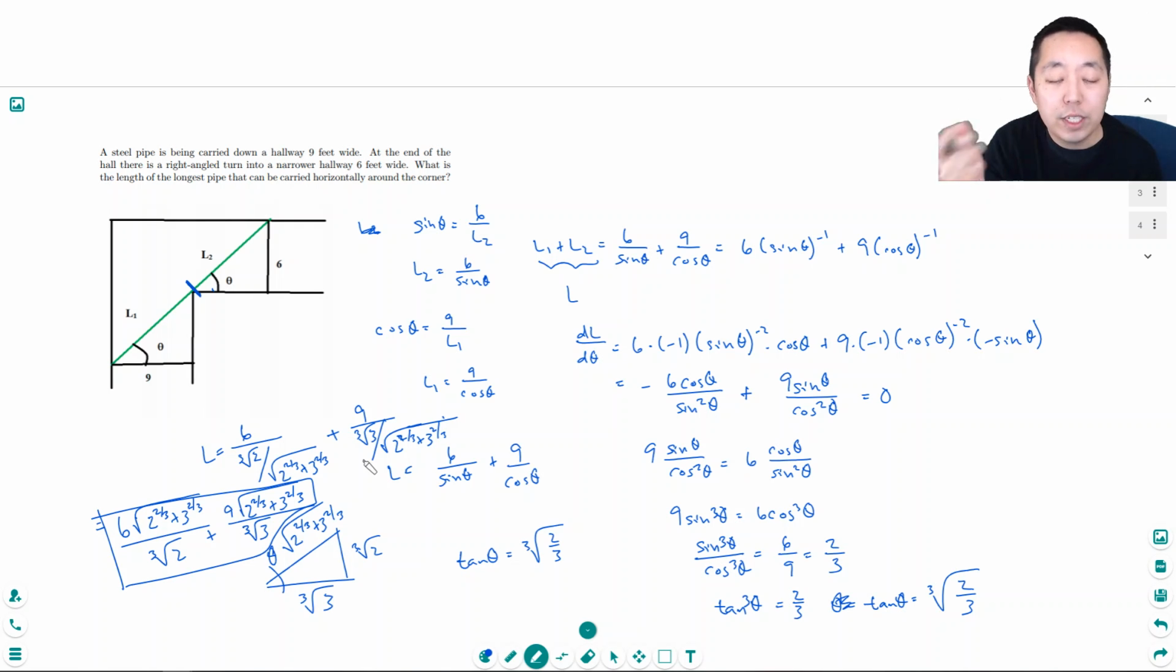Anyway, hopefully you understand the setup. This is a pretty tricky question. The setup is about setting up an equation that relates to the variable you're interested in and then taking the derivative and setting it equal to 0 to optimize the problem. So I hope you found that helpful.